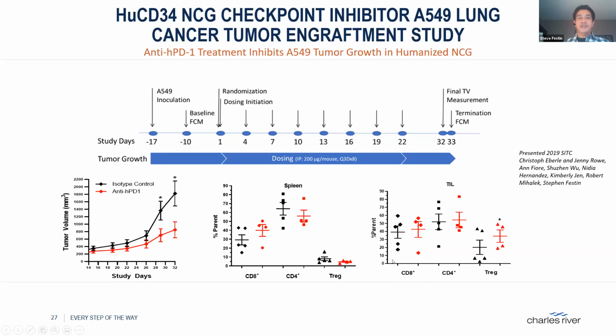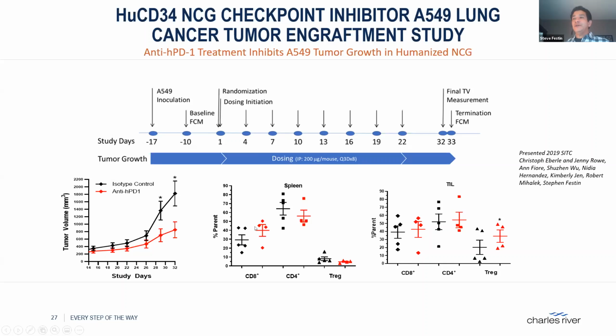So essentially at the end of the study, at termination, we remove tissues, extract cells from those tissues, and do flow analysis on them. That's what you see here, looking at the CD8 and CD4 subtypes, as well as T regulatory and a number of other subtypes. We see significant numbers of lymphocytes within those tumors themselves. This was a very good indication of the ability and functionality of the humanized model.